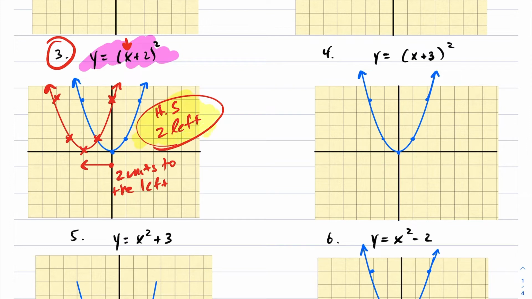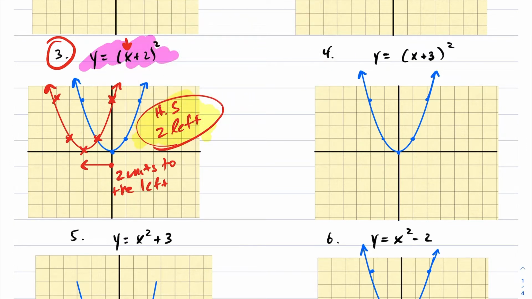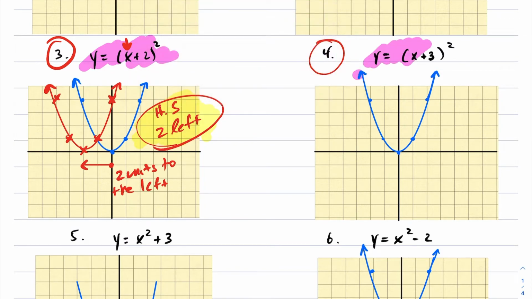Now we can see that when you compare x plus 2 quantity squared to your parent function, this results in a shift of 2 units to the left. All right, let's take a look at number 4 here. Same idea, you can probably guess what's going to happen. Based on the 2 examples we've seen, I would probably guess that what we're going to experience here is a shift of 3 units to the left-hand side, every single one of these points. So let's see what happens.